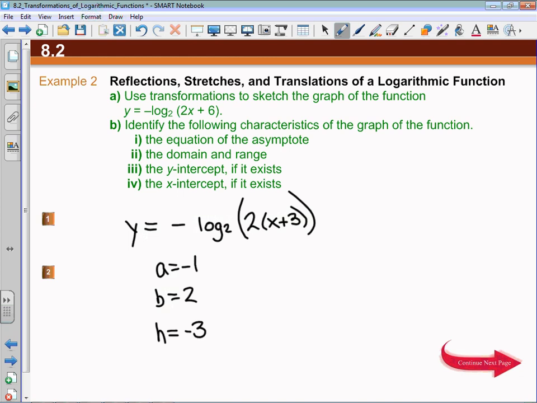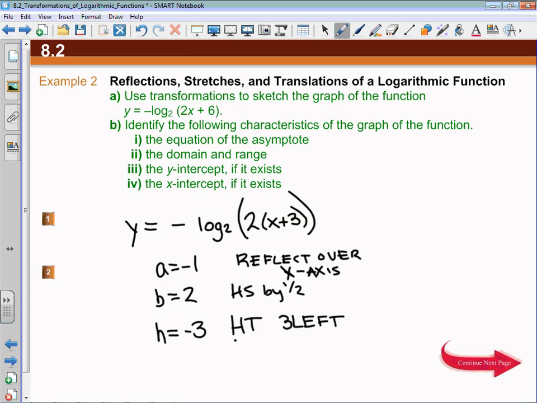Now, what that means is that we are going to reflect over the x-axis, because it is the a value that is negative. We're going to have a horizontal stretch by 1/2, and then last but not least, we're going to have a horizontal translation to the left.